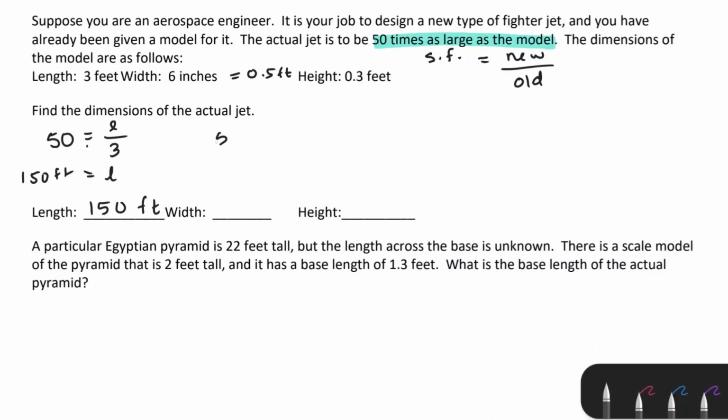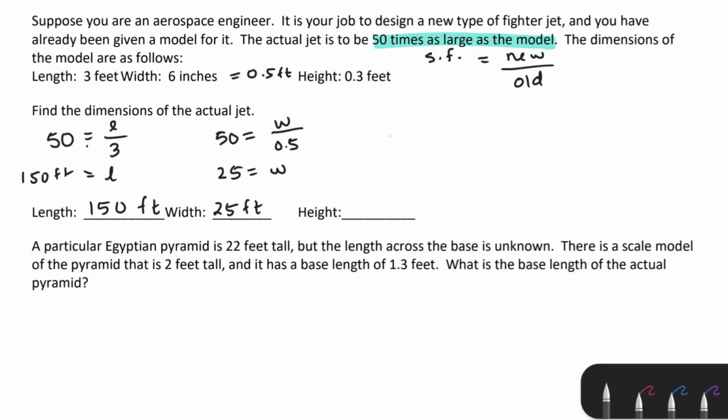Everything needs to scale by the same amount, so I have the same scale factor for all three of these dimensions. My width over 0.5, right? New being the actual plane, old being 0.5. I multiply 50 by 0.5, and my width is 25 feet. While it would still work if I was in inches, I could still use the same scale factor. That means my answer would be in inches as well. Right? I want to make sure all my units are consistent.